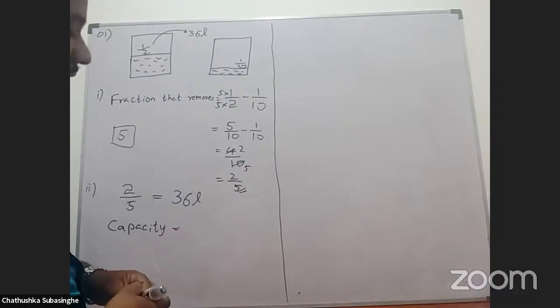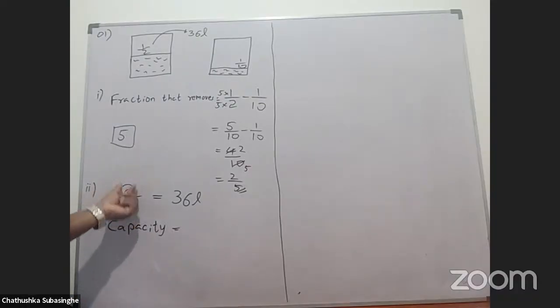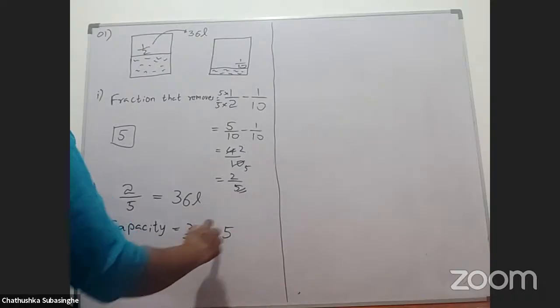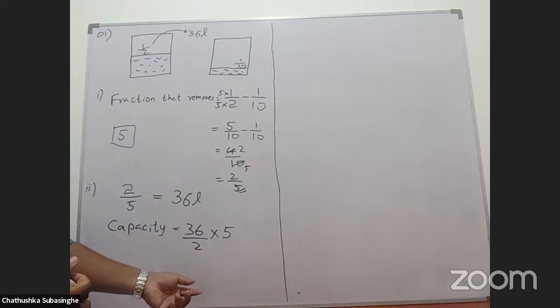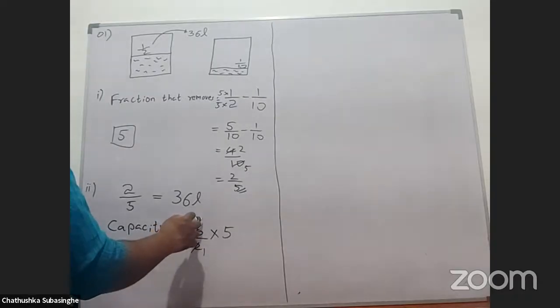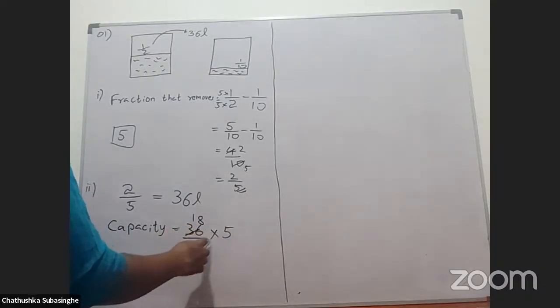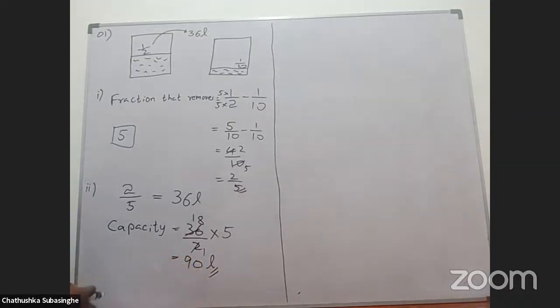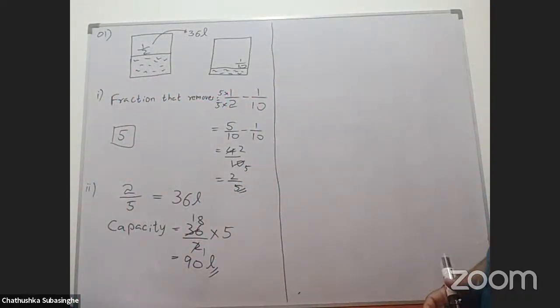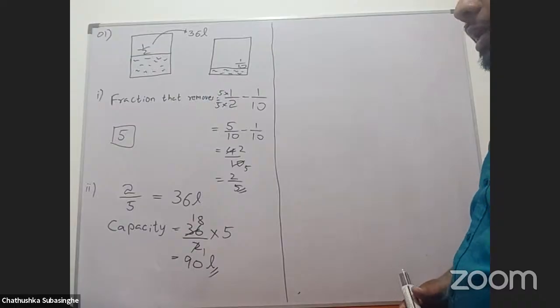So we can find the total capacity. 2/5 is equal to 36. So I can find 1/5 by dividing 36 by 2 and then multiplying by 5. Because this gives us 1/5, and then we can multiply it by 5. So 36 divided by 2 is 18. 18 times 5: 5 times 8 is 40, 0 and 4 left, then 9. So the total capacity of the tank is 90 liters. So this is how we should work it out. I hope you all get that.